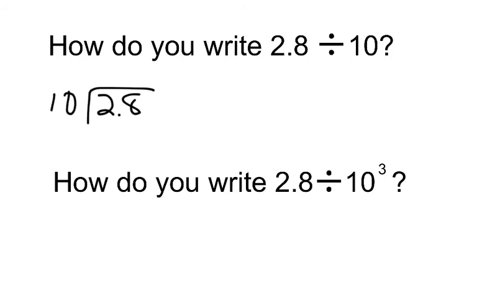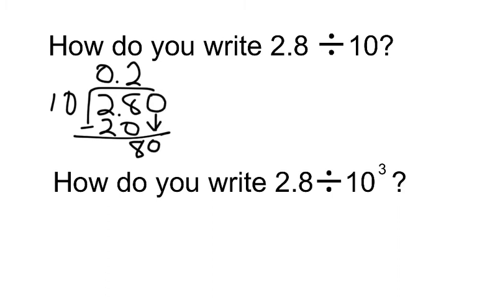Of course, I can see, well, 10 can go into 2 0 times. 10 can go into 28 2 times. 2 times 10 is 20. Subtract. I have an 8. I have to add a 0 because my decimal is still going. 10 can go into 80 8 times. And now I have no remainder. So I know that this is 28 hundredths.